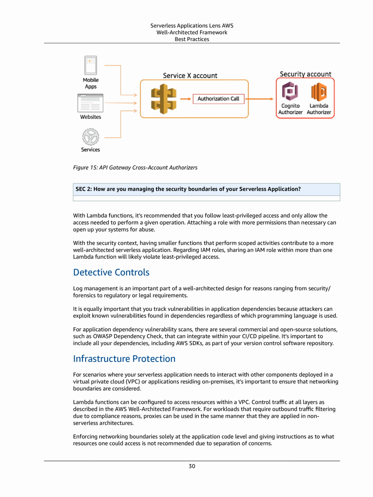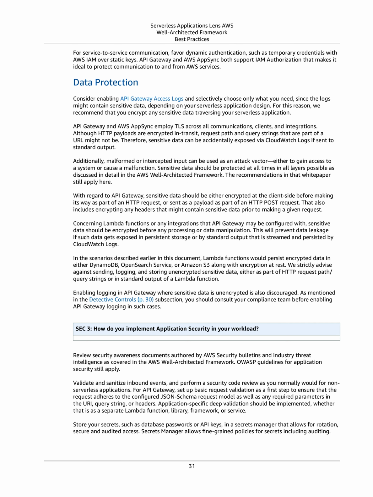Enforcing networking boundaries solely at the application code level and giving instructions as to what resources one could access is not recommended due to separation of concerns. For service-to-service communication, favor dynamic authentication, such as temporary credentials with AWS IAM over static keys. API Gateway and AWS AppSync both support IAM authorization that makes it ideal to protect communication to and from AWS services.